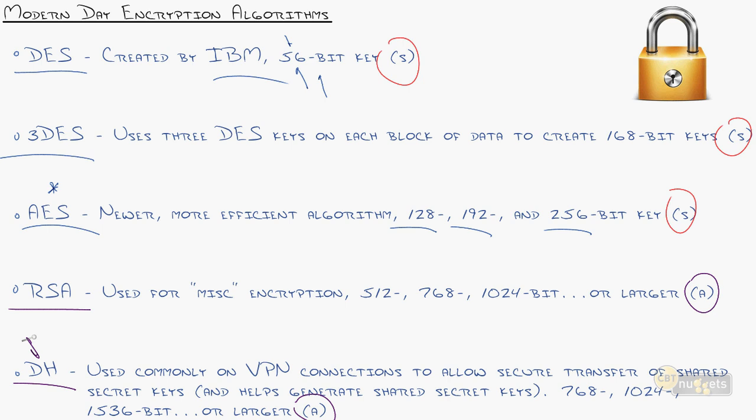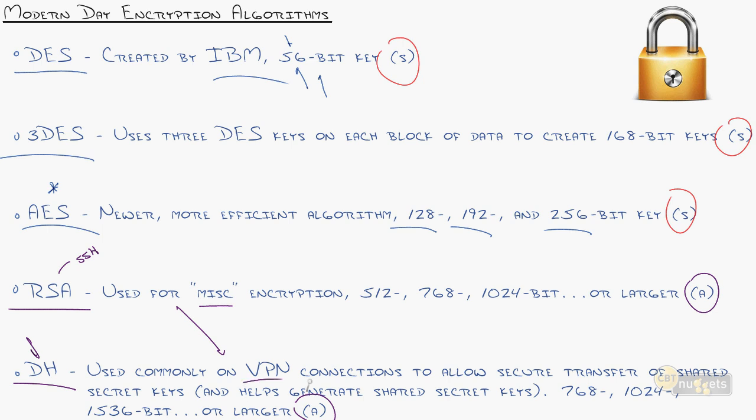RSA is, who was it? Rivest, Shamir, and Adleman, I can't remember exactly. Three guys who bonded together to create something like Diffie-Hellman. It actually has some improvements over it, but the same kind of concept, public and private key. You'll see these used all the time, for instance for SSH, stuff like that. I say used for miscellaneous encryption.